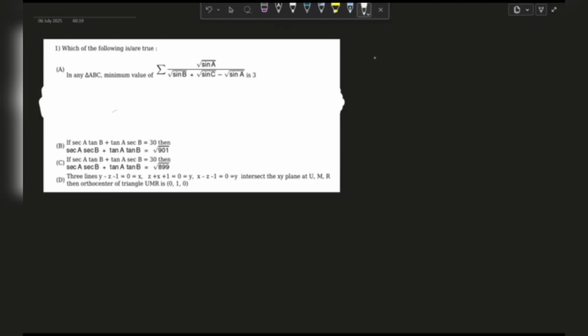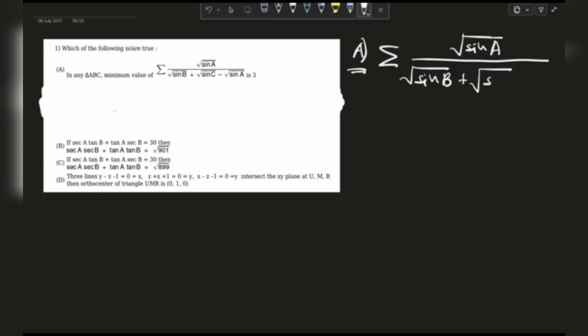So first, let's get on to option A, where we have to find the value of this big trigonometric expression with a sigma. Because a minimum value is asked, let's not mingle with trigonometry and quickly remove these sine A, sine B, sine C. First I will write the question. This is sigma root sine A, and the whole divided by root sine B plus root sine C minus root sine A.